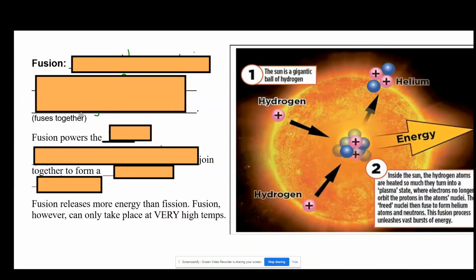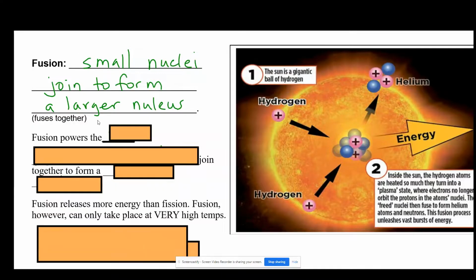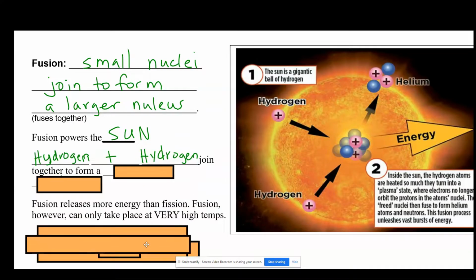Okay, then the other type of nuclear reaction we can have is fusion, when smaller nuclei join to form a larger nucleus. And that is what happens in the sun. So hydrogen is the smallest of all the nuclei. The sun is just a big ball of hydrogen to start with, but it's really, really hot. So the hydrogen goes really, really fast, and when they collide, since they're going so fast, they stick together, and now you've formed helium.